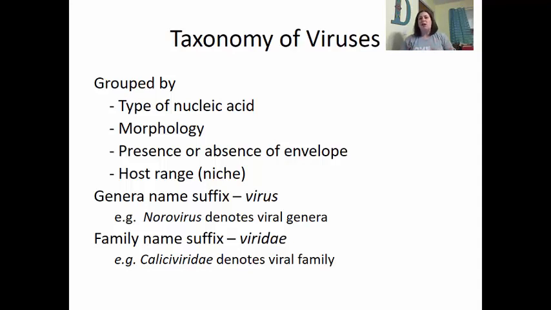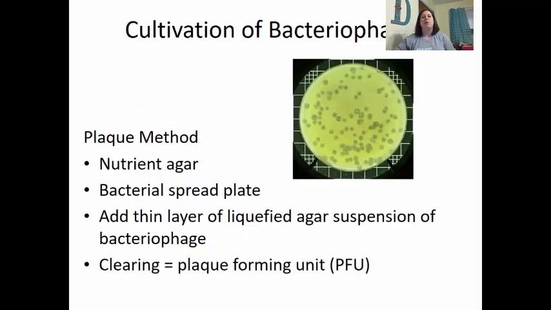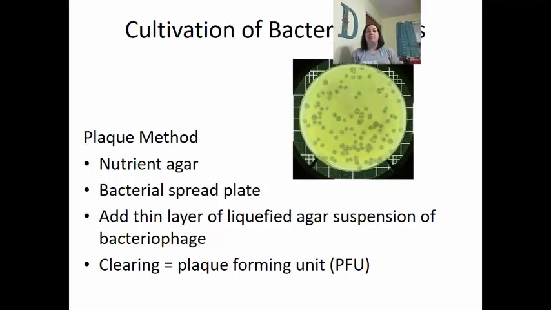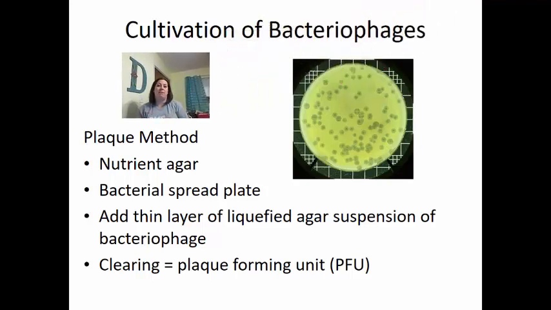Since viruses are non-living, it makes it a lot harder for us to study them in a lab. Because of this, if we want to culture and cultivate them to grow, it is going to take a few more steps. So for cultivation of bacteriophages, remember, bacteriophages are the ones that infect bacteria, we can use a plaque method. With the plaque method, you use a nutrient agar and do a bacterial spread plate. A spread plate is where you culture bacteria around the whole surface, so the whole surface is covered in bacteria. It allows the bacteria to grow.